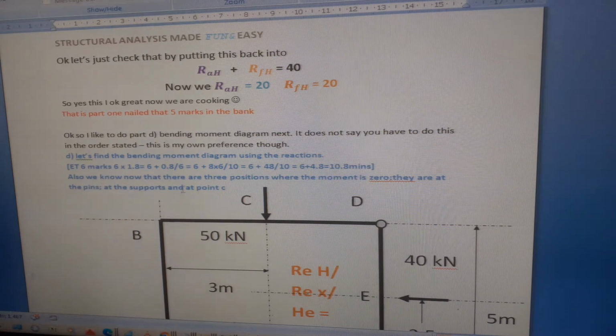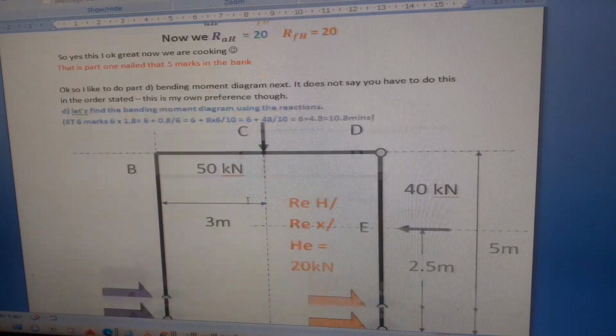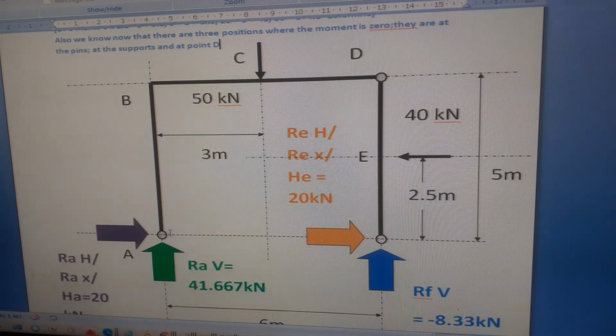And we also know for sure now that there are 3 positions where the moment is 0. They are at the supports and the pin joint at D. So we're going to have moment at A 0, moment at D 0, moment at F is 0.